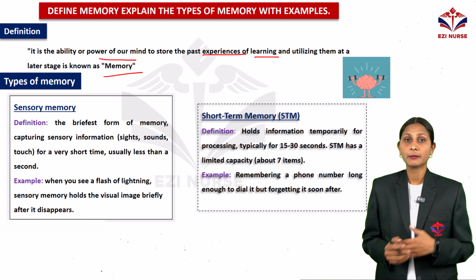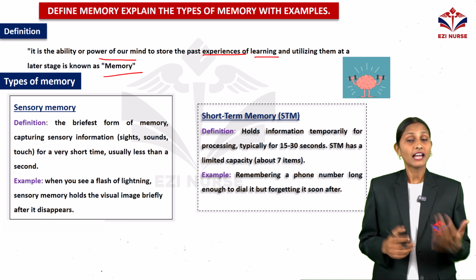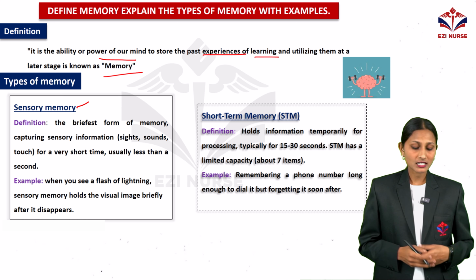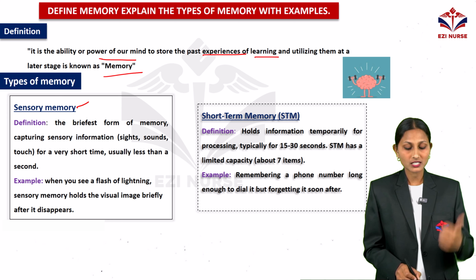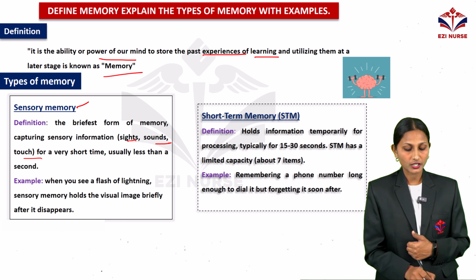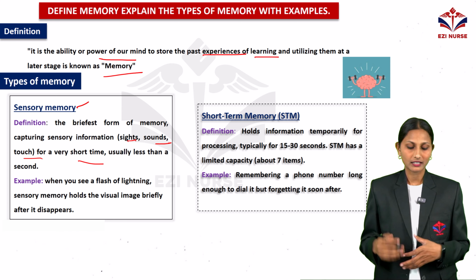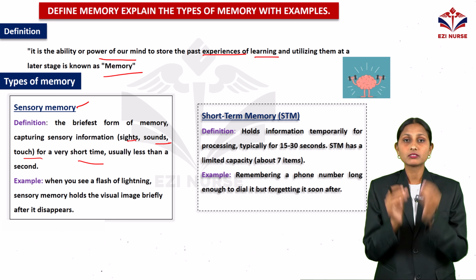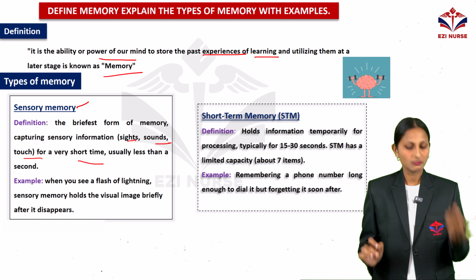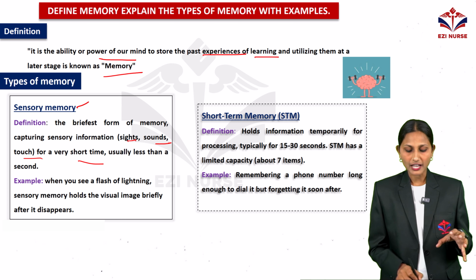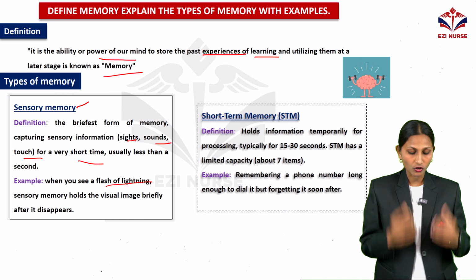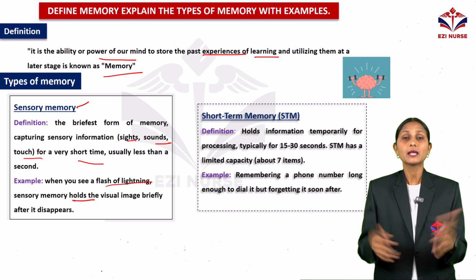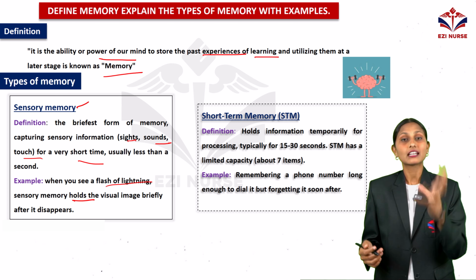Next is the types of memory. There are various types of memory, and one by one we will discuss them. The first one is sensory memory. Sensory memory is the briefest form of memory, capturing sensory information, sight, sound, touch, for a very short time, usually less than a second. An example is when you see a flash of lightning. Sensory memory holds the visual image briefly after the light disappears.